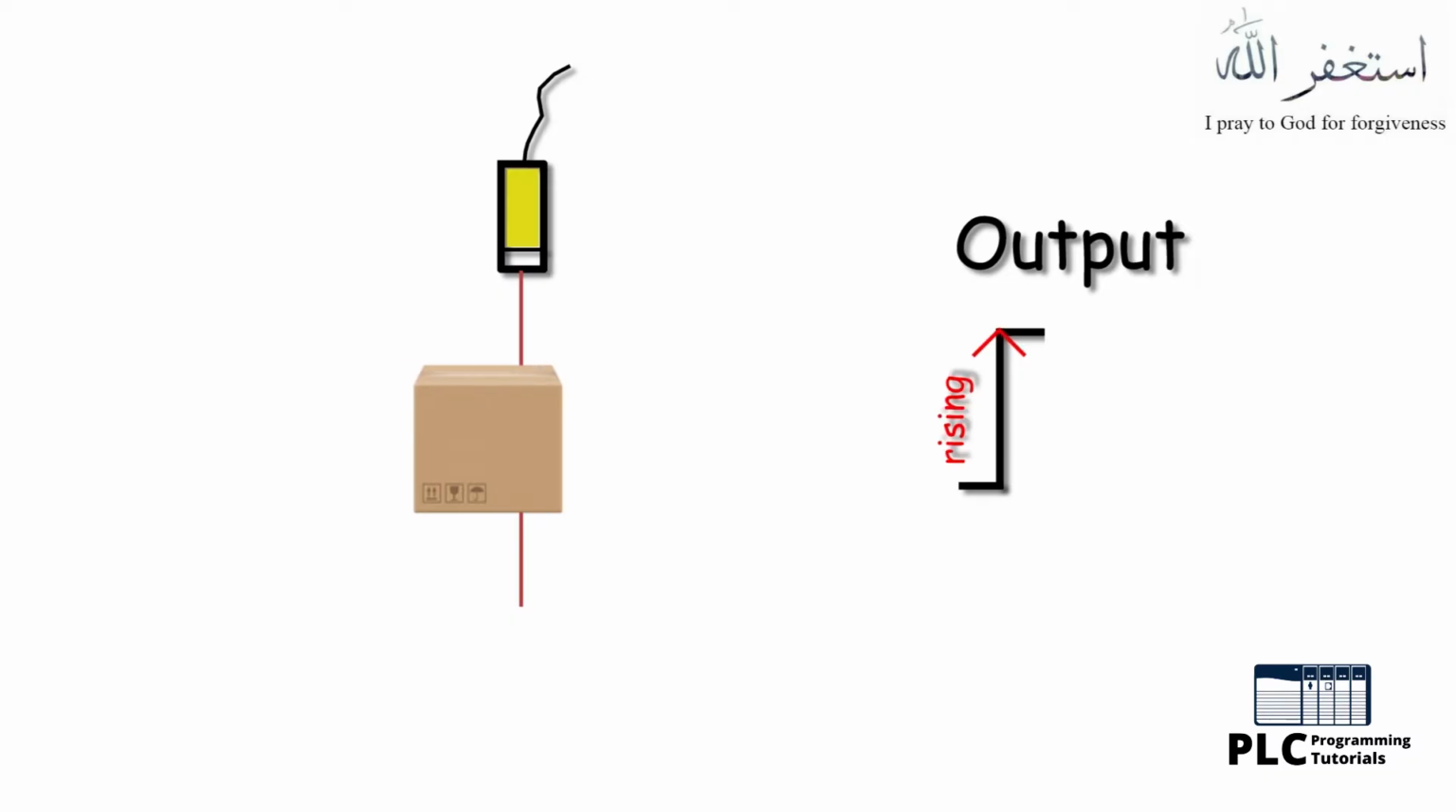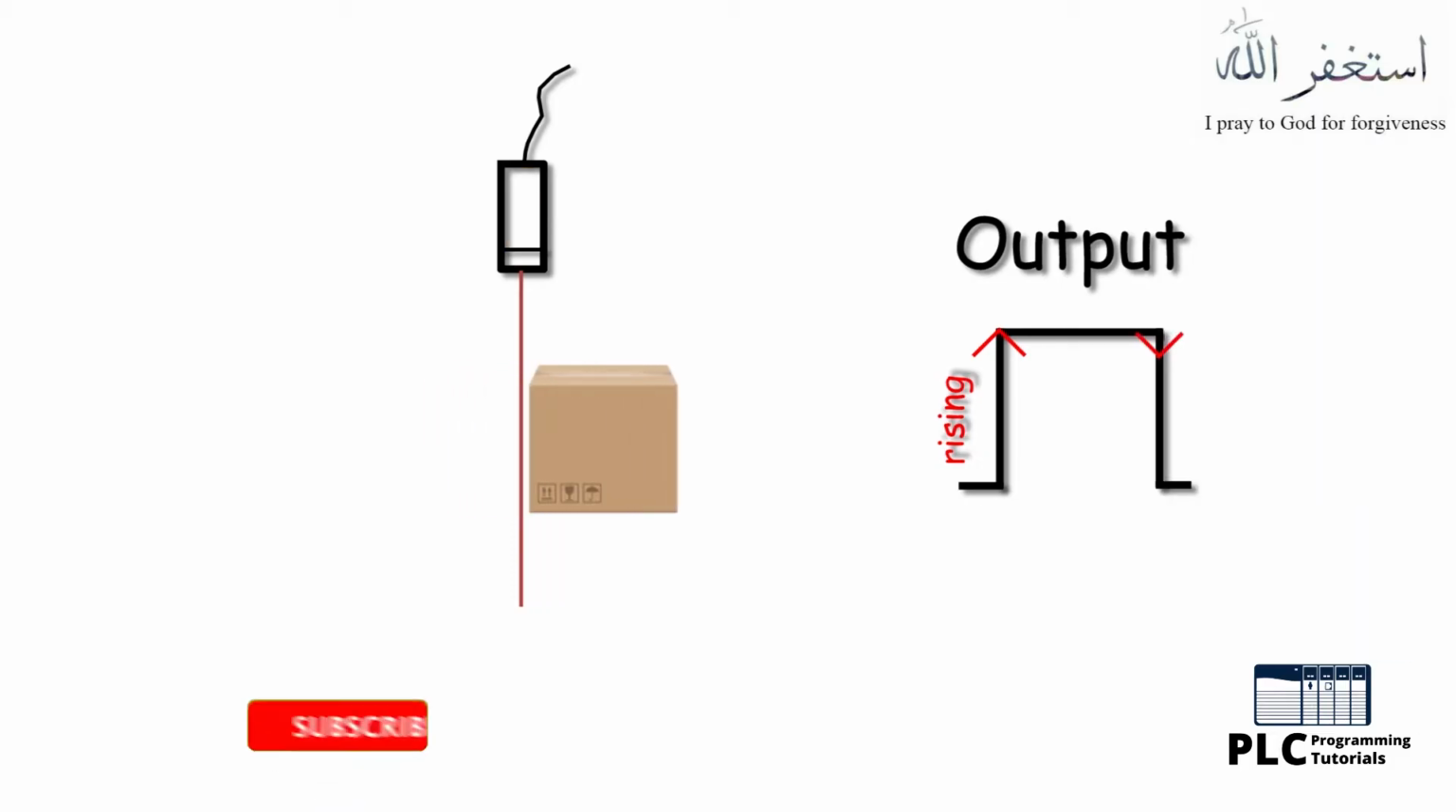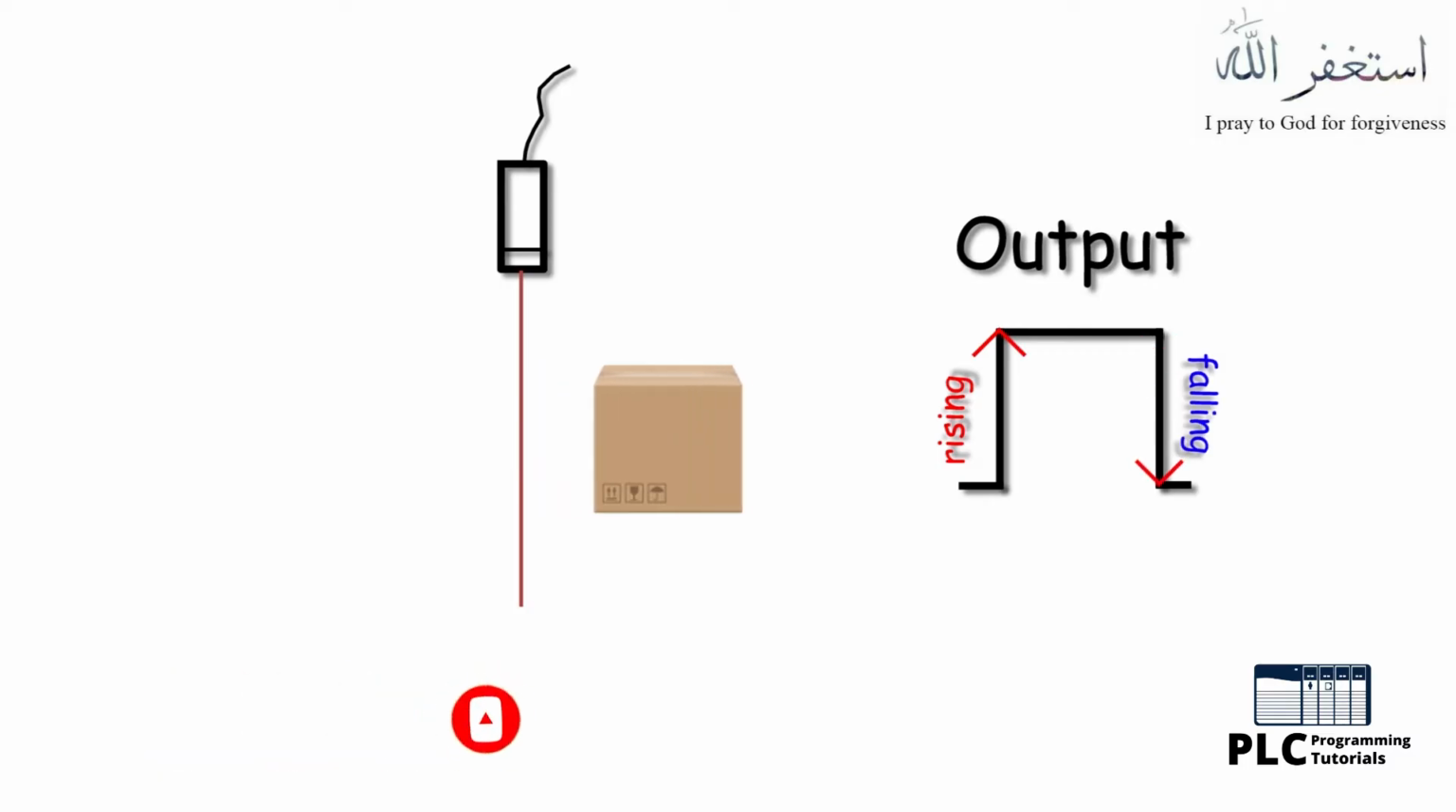As long as the box stays in front of the sensor, the output signal stays on. The moment the box leaves the sensor sensing range, the output signal turns off and the output pulse signal drops. This is called the falling edge of the output signal.